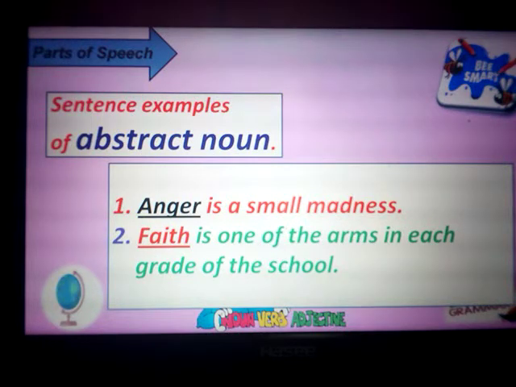And that's why we say they are abstract nouns, things that don't exist in the material world. Now let's look at sentence examples of abstract nouns. Anger is a small madness. Anger is an example of an abstract noun there. Faith is one of the arms in each grade of the scale. Faith, you cannot touch it. But when someone has faith, you can feel it.